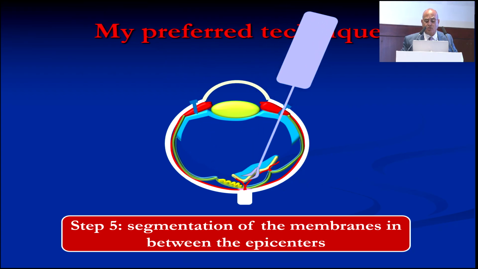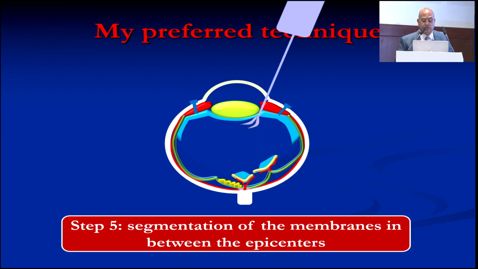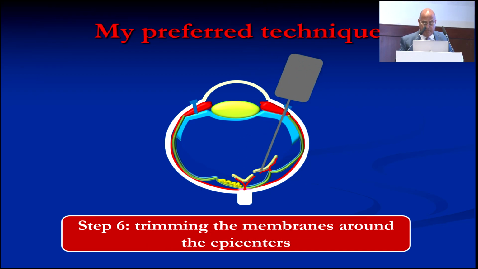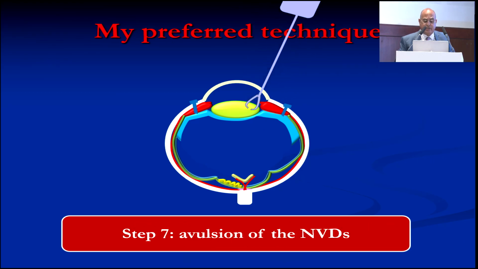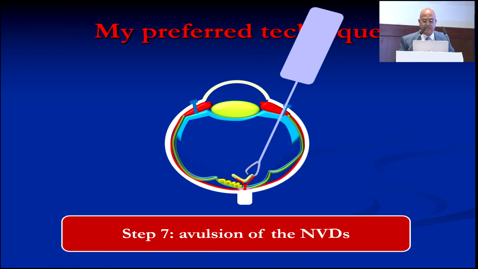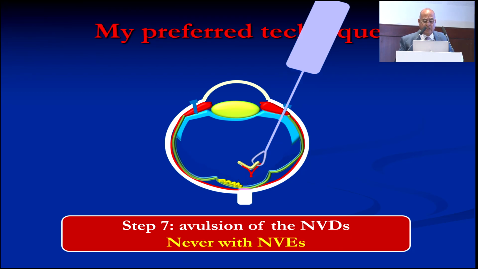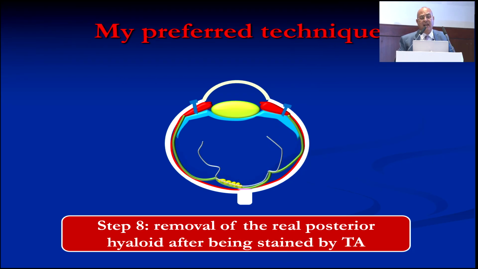Then one of the most important and beneficial techniques is to separate the membranes. The segmentation of the membranes is very, very important. Then trim the membranes. Now it can be removed easily. The only membrane that you can remove by avulsion is the NVDs, because the disc will not be torn with you. After avulsing these membranes, then after finishing with that, I do my Kenacort stain or triamcinolone staining.